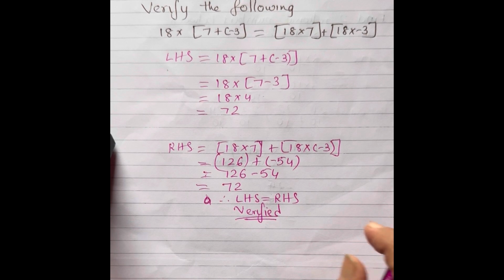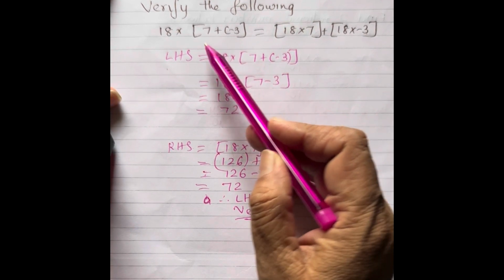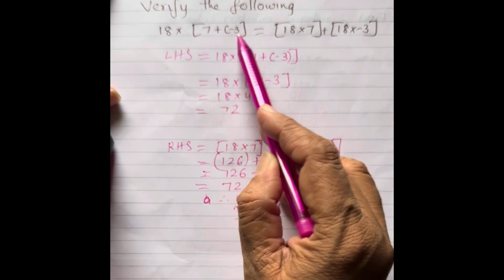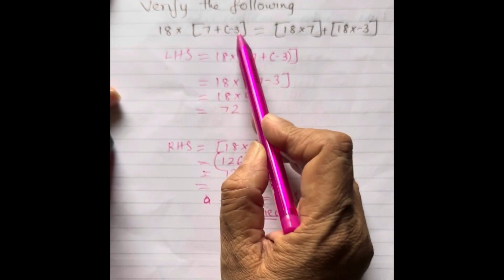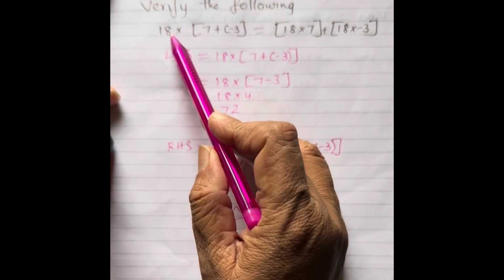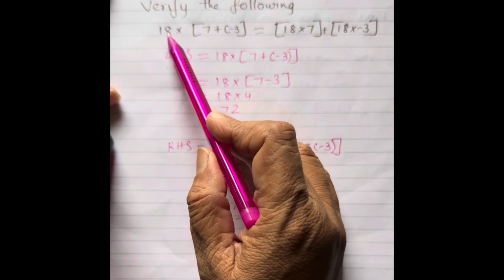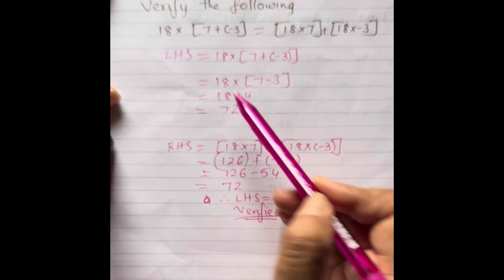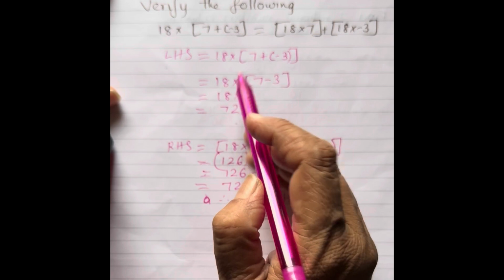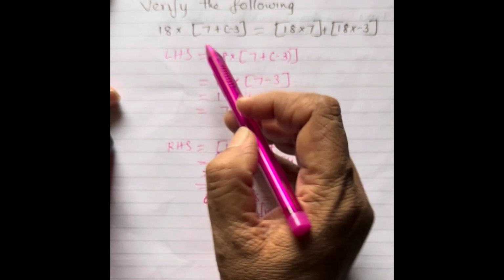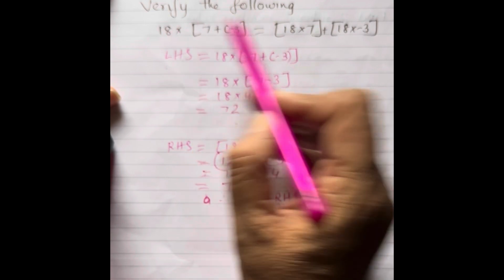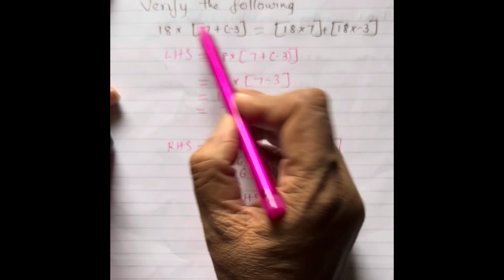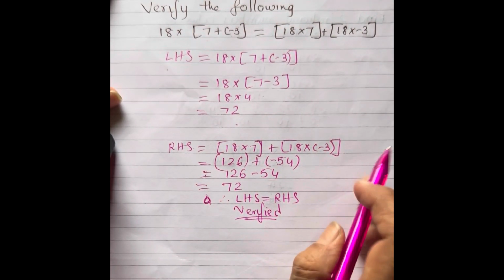So I always explain it in this way. Suppose there are two guests in your house, right? The distributive property, how to understand and remember. There are two guests in your house and you are the host. This 18 is the host and these are the two guests. So if you are giving water to drink, will you not give it to both the guests, right? So that's why 18 is multiplied by 7 and then 18 is also multiplied by minus 3.